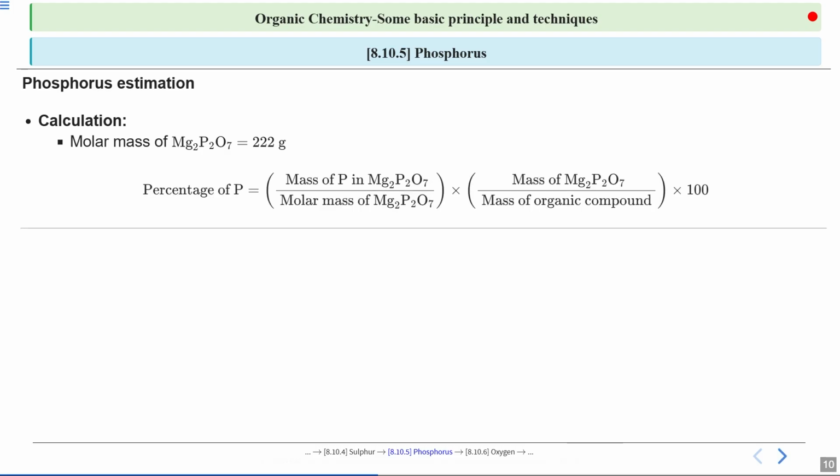The formula for calculating the percentage of phosphorus is here. It involves dividing the mass of phosphorus in magnesium pyrophosphate by the molar mass of magnesium pyrophosphate, then multiplying by the mass of the magnesium pyrophosphate over the mass of the organic compound, and multiplying this whole thing by 100 to give us the percentage form. So this formula helps us quantify the phosphorus content in a given sample.